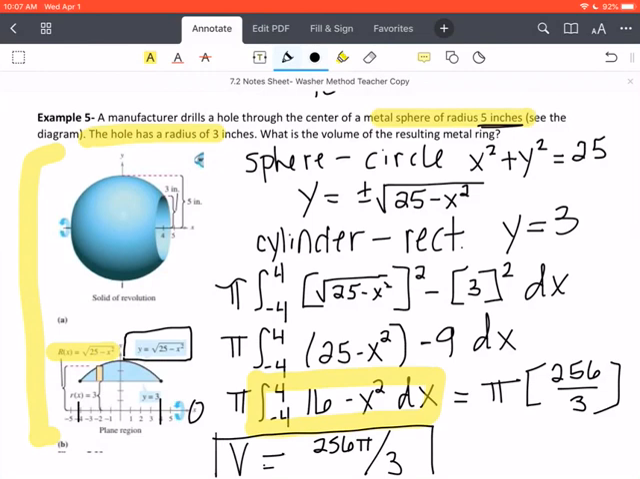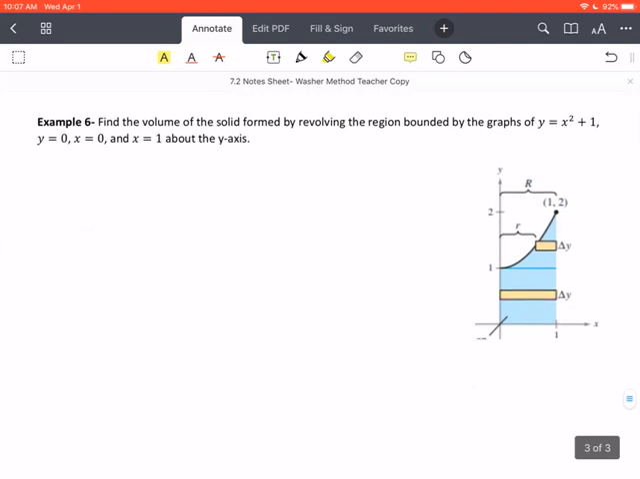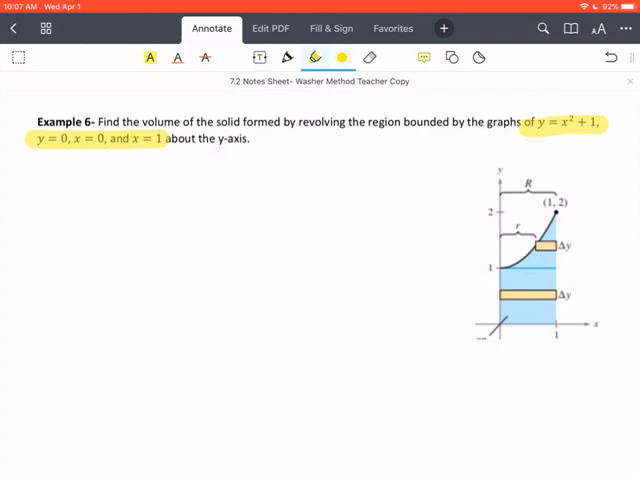And now we have one more question that we are going to do on this note sheet, and we need to look at what happens when we use horizontal rectangles. So we are going to find the volume of a solid formed by revolving the region bound by this parabola, y equals x squared plus 1, and then the lines y equals 0, x equals 0, and x equals 1. And you cannot skip over the fact that we are revolving around the y-axis.